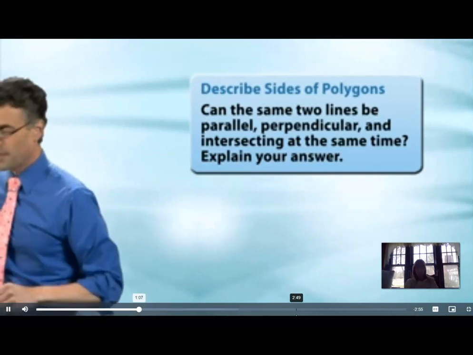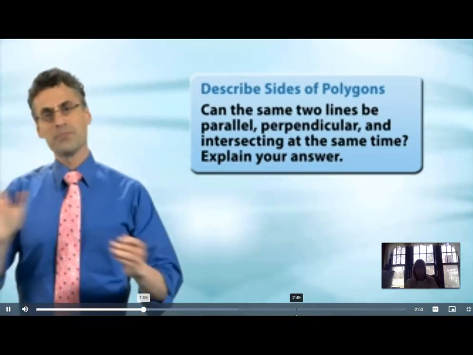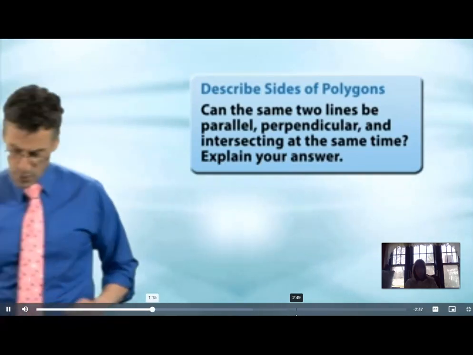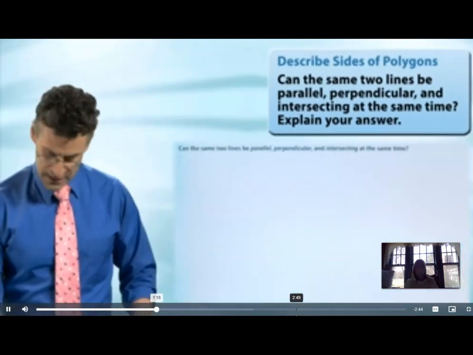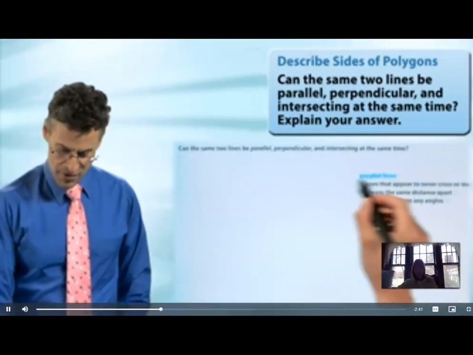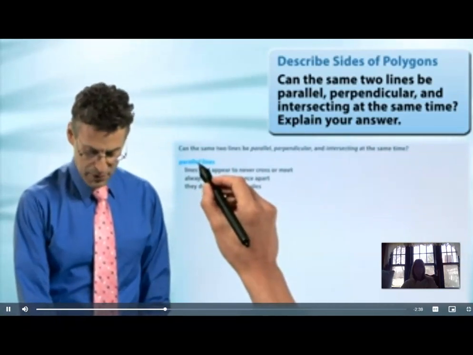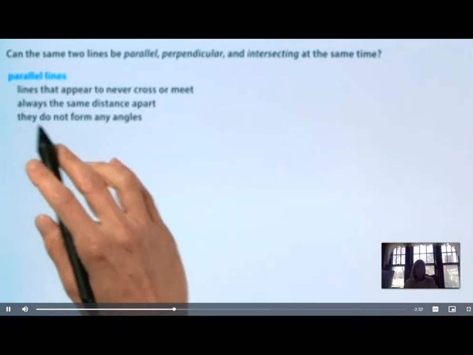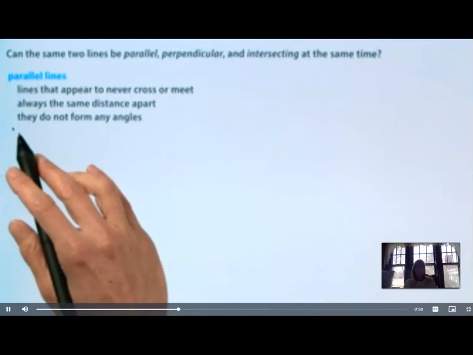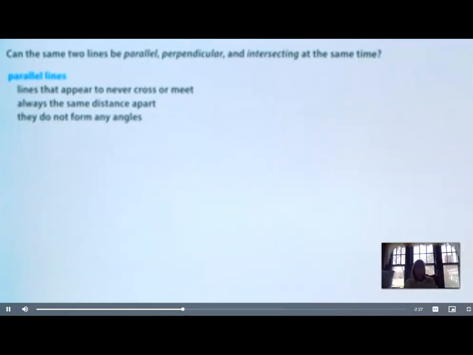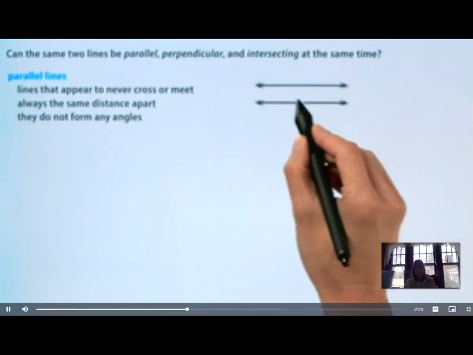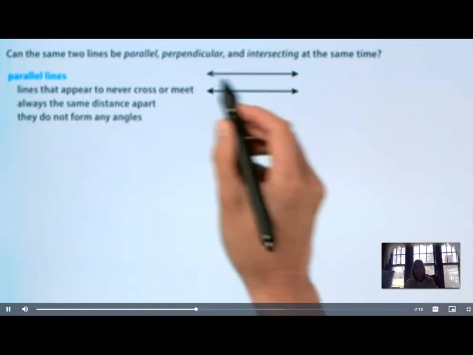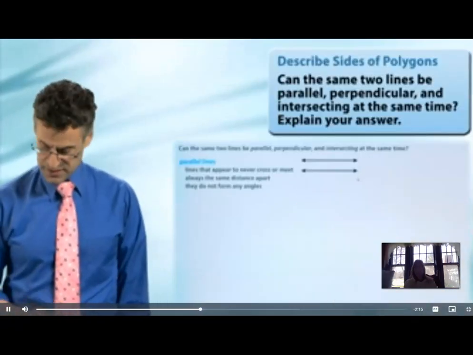So now the question really becomes, is it possible that the two same lines can be parallel, perpendicular, and intersecting at the same time? Well, now let me tell you very carefully what these three words mean, even though now we have a sense of what it is. Parallel lines are lines that appear to never cross or ever meet. They're always the same distance apart, and they will never form any angles. So those are examples of parallel lines, like what I showed you with my walking sticks.